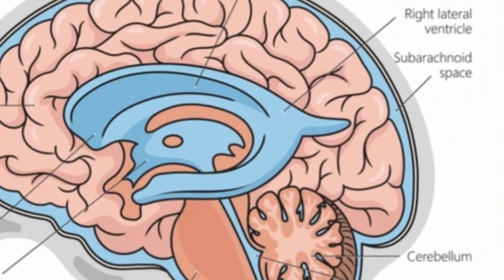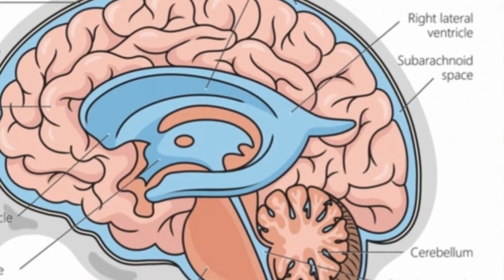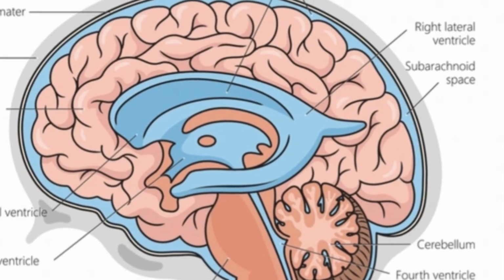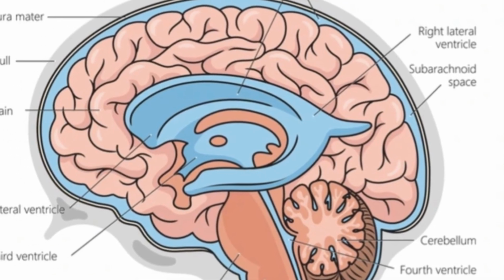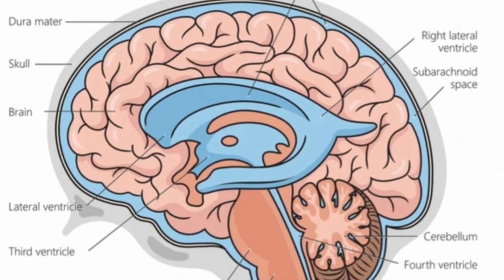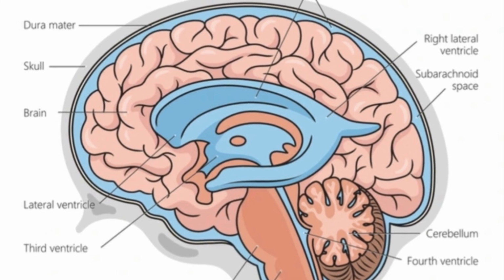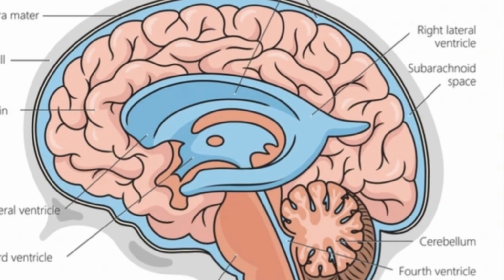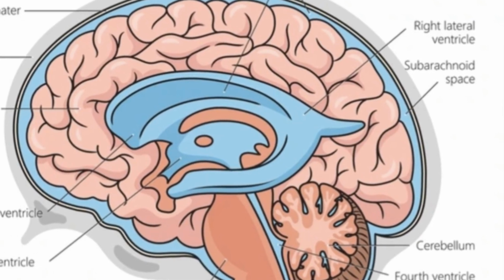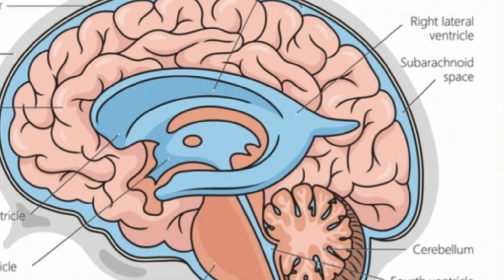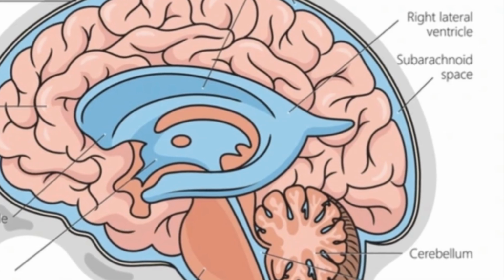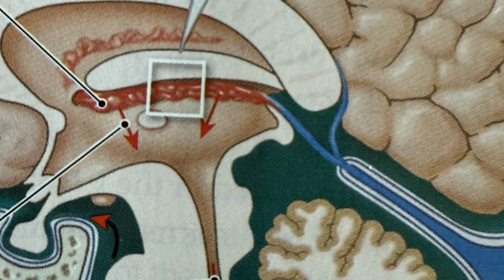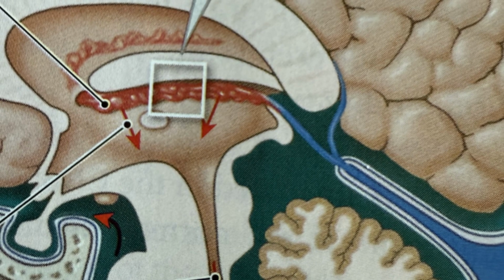Third ventricle: a single ventricle located in the midline of the brain, between the two halves of the diencephalon. It is connected to the lateral ventricles and the fourth ventricle. Fourth ventricle: this ventricle is situated between the cerebellum and the brainstem. It connects to the third ventricle via the cerebral aqueduct of Sylvius. The fourth ventricle is the final chamber in the series, with openings that allow CSF to exit the ventricular system and flow into the central canal of the spinal cord and the subarachnoid space.